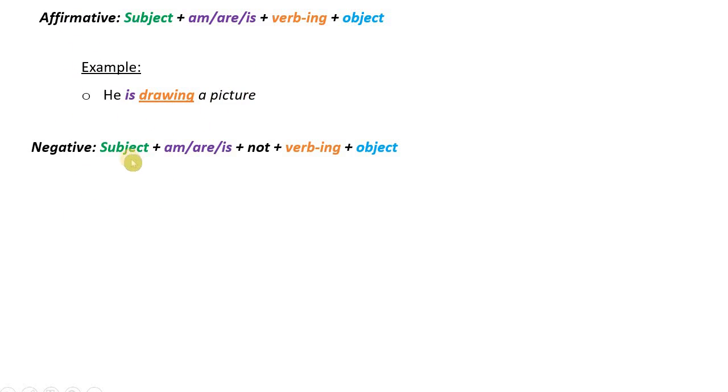For the negative form we use the subject, the auxiliary to be in the simple present tense, of course with not for the negative, then the verb plus ing or gerund, and the object. We have the example, we aren't lying to you. We, the subject, the first person plural pronoun, we have the auxiliary to be with not, and the gerund or the verb plus ing.